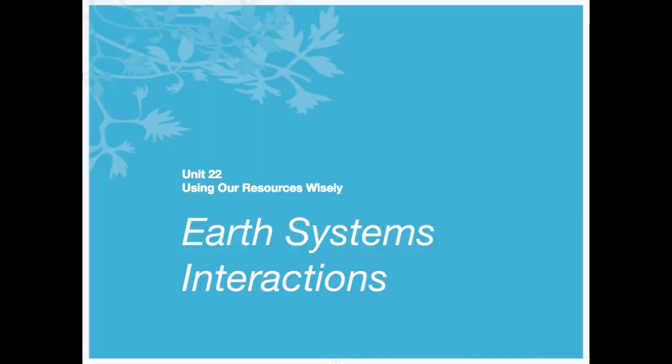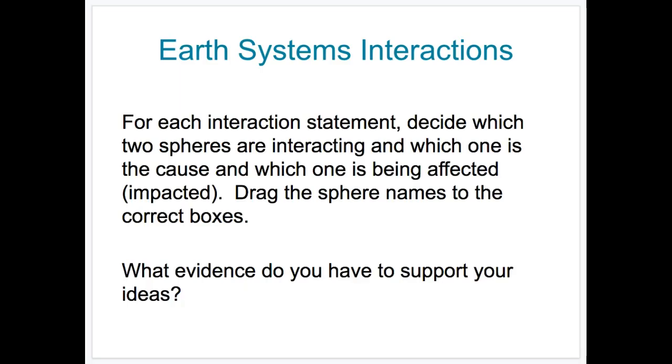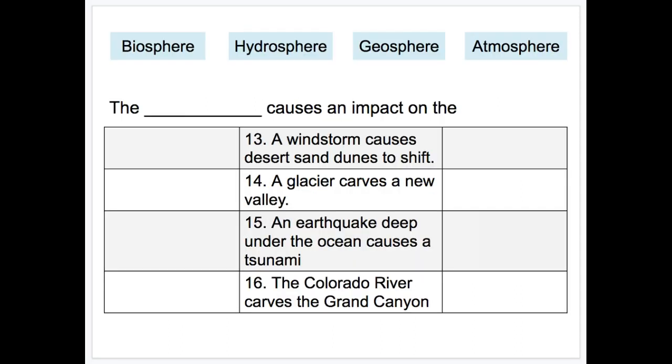This activity can also be completed using a Google Presentation Interactive. When initially accessed, the presentation is view only. It is necessary to make a copy of the presentation in order for students to interact with it. For each interaction statement, students will decide which 2 spheres are interacting. They will drag the spheres' names to the correct boxes, identifying which sphere is the cause and which sphere is being impacted. For example, when a windstorm causes desert sand dunes to shift, the atmosphere is affecting the geosphere. Therefore, atmosphere should be dragged into the first box, and geosphere should be dragged into the third box.